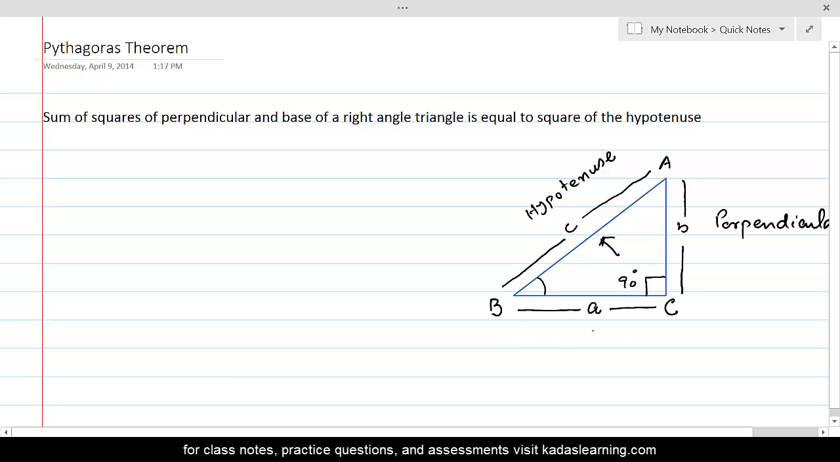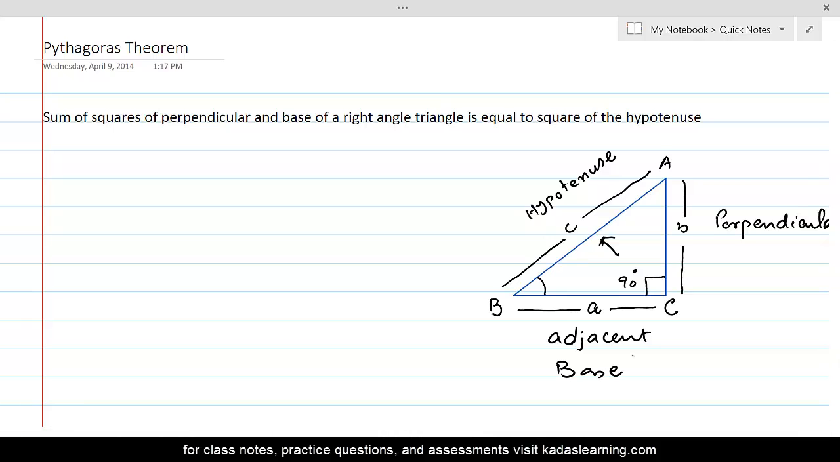And the other side, which is adjacent to the angle, is called adjacent, or it is called base. Let's call this base. And the side opposite to the angle is perpendicular and the side opposite to 90 degree is called the hypotenuse. So it is very important that you name these sides.